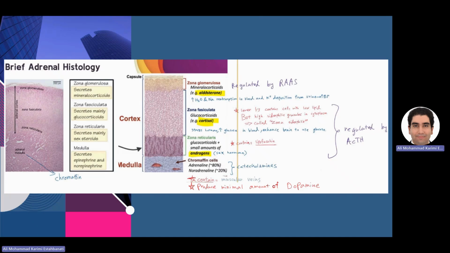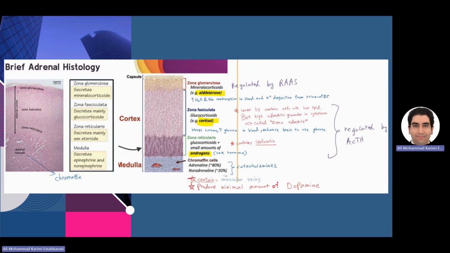Now, this is a summary that I wrote down when I was learning this topic. The cortex is divided into 3 zones, and sometimes there will be 4 zones. The main three zones you need to know are zona glomerulosa, zona fasciculata, and zona reticularis. And the medulla has chromaffin cells, which produce catecholamines, the general name for the hormones produced in that area. We'll discuss it a bit more, but now let's start with zona glomerulosa.